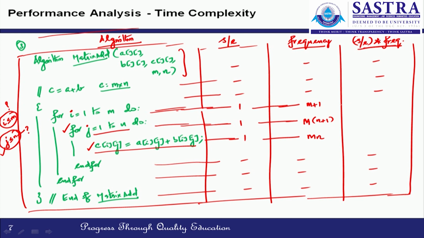Now, let us find the last column, finding the product, 1 into m plus 1, this is m plus 1. Second for, this is mn plus m. The assignment statement takes an execution of mn frequency.